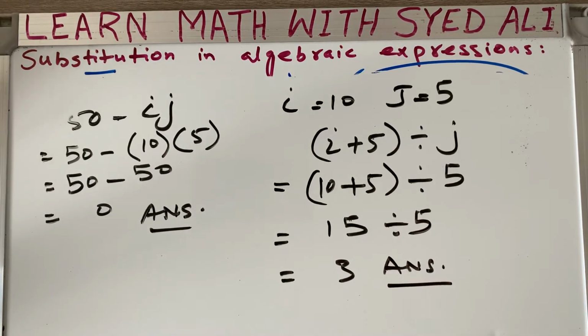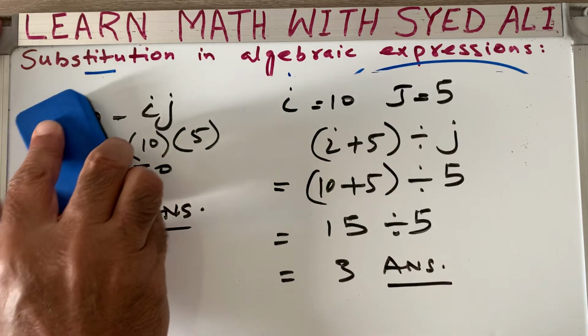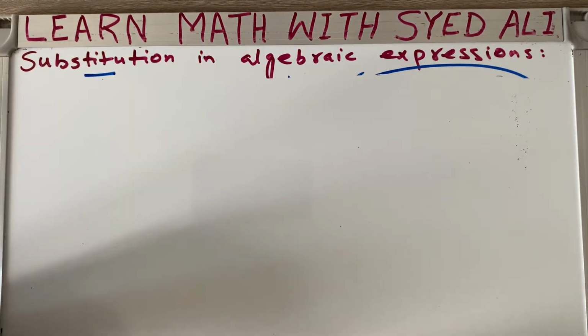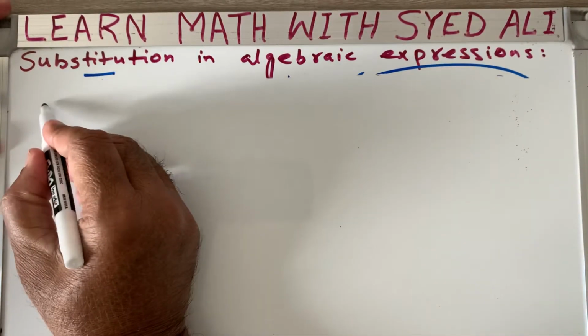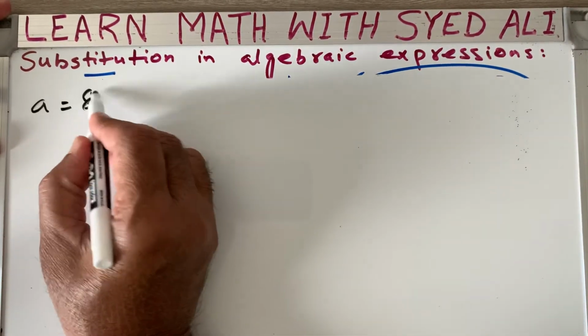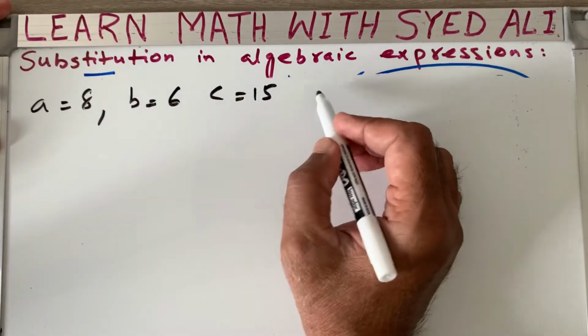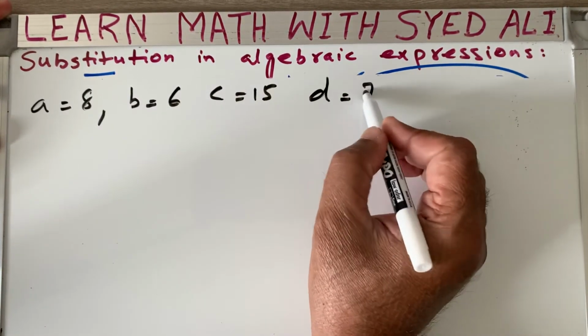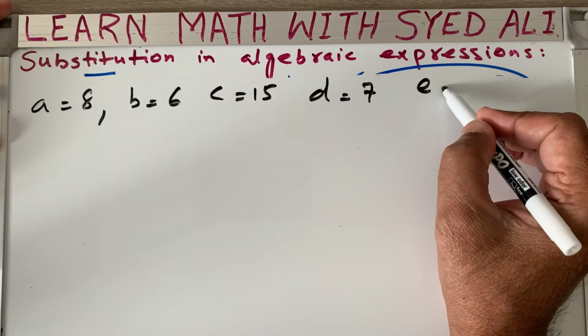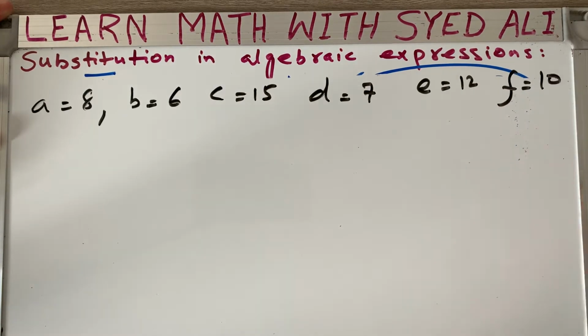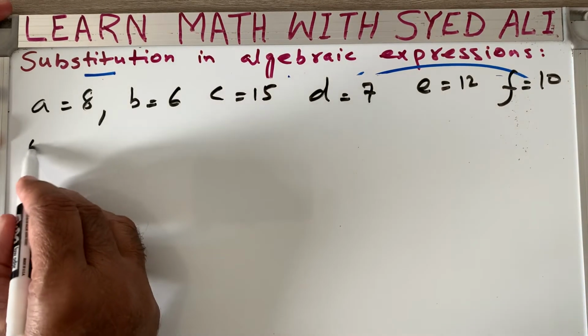Brilliant. So you know how to substitute or plug in the value in the algebraic expression. So, more practice. I hope that you guys are doing well. If my values are written like this: a is equal to 8, b is equal to 6, c is equal to 15, d is equal to 7, and f is equal to 10. These are the values given for the variables, and now I have to solve many examples.